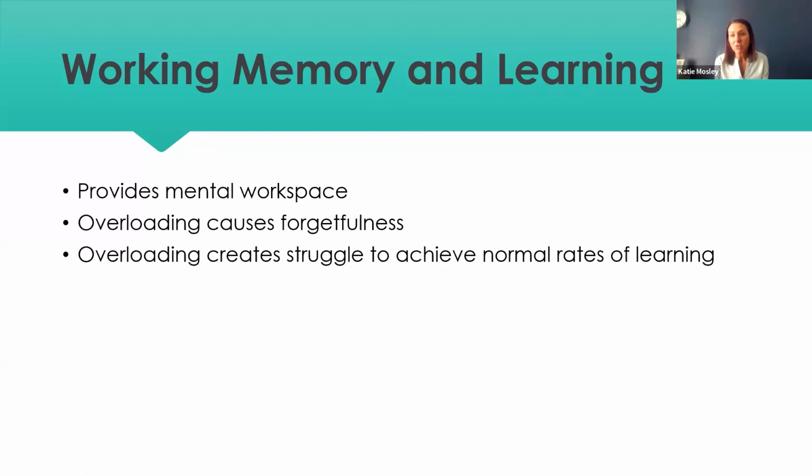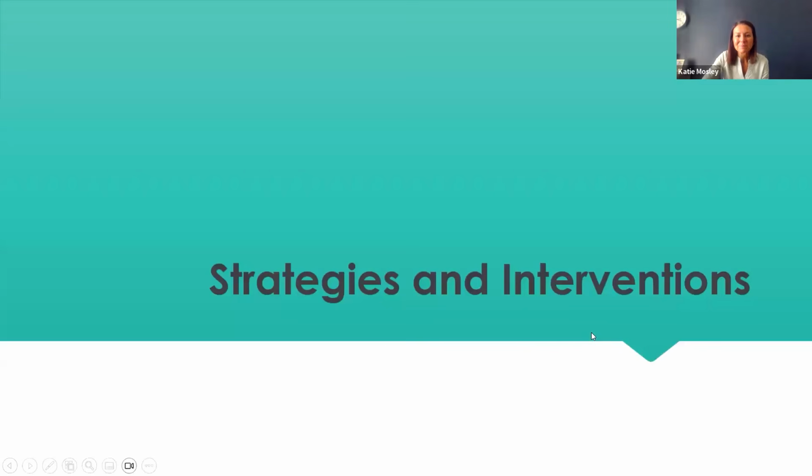So our working memory is that mental workspace, like I mentioned. Overloading it causes us to forget. So as adults, we find ways to work around this. I don't know about you guys, but I write everything down. If I don't write it down on a Post-it note, it's not going to happen. And this overloading creates a struggle to achieve normal rates of learning, or what we call normal rates of learning. And I don't even like that word normal, because I feel like there is no normal for just about everything. But the expected rate of learning, maybe that's a better way to say it.